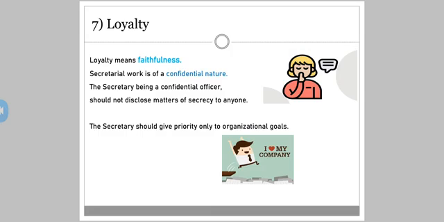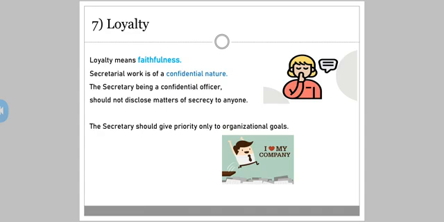Coming to the seventh point, loyalty. Loyalty means faithfulness. Being faithful means being trustworthy, being truthful. We have already seen that a secretary is a confidential officer, when we did the chapter initially. That means the secretary is supposed to keep the important documents and information safely and properly.